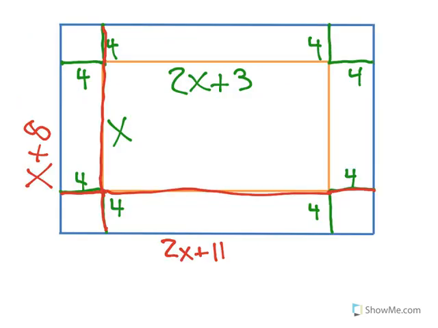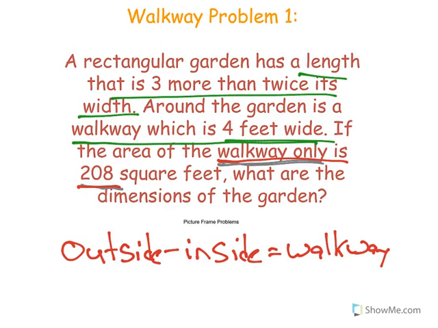All right, so what happens if x is equal to 5? Well, x is equal to 5. I can fill in here. That would mean 2x is 10 plus 3 is 13. It would mean that 2x is 10 plus 11 is 21. And it would mean x is 5 plus 8 is 13. So let's take a look here, right? So I would expect the area of my walkway to be 208, I believe.